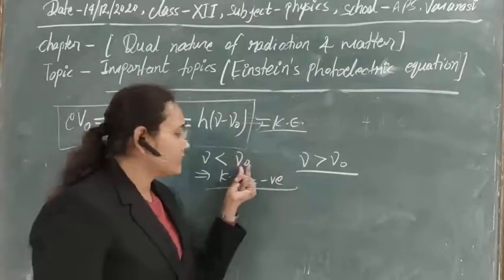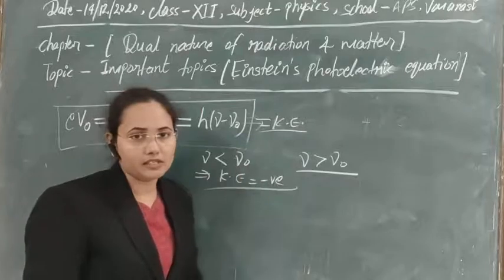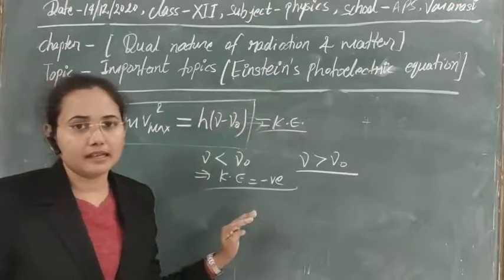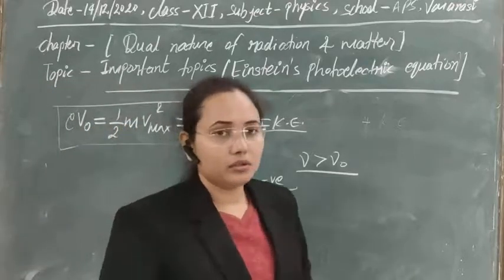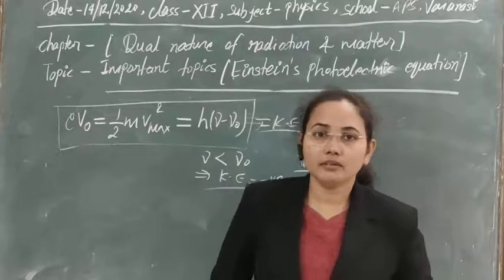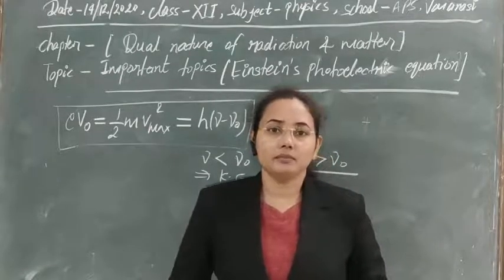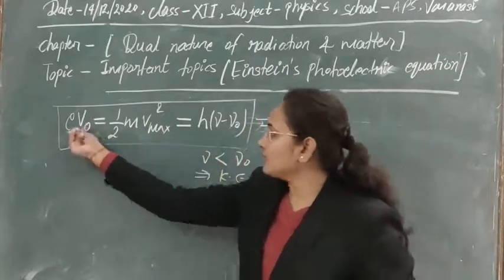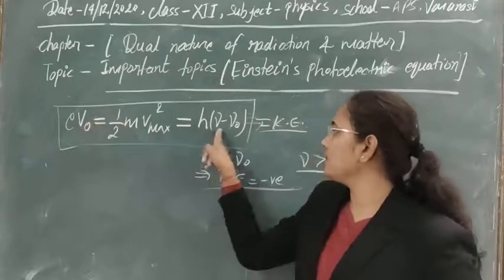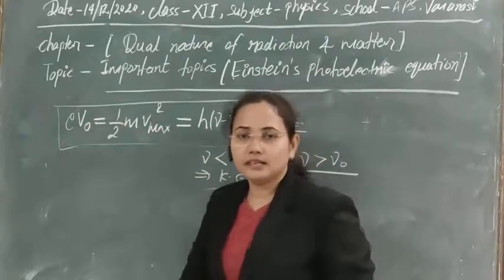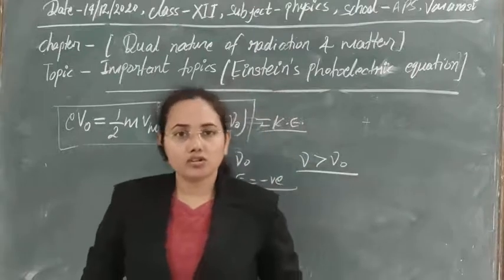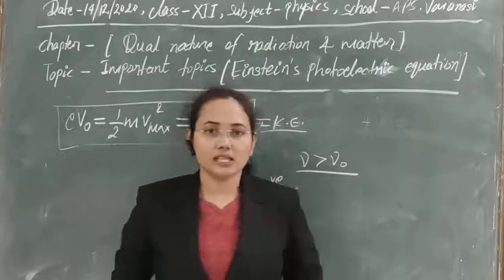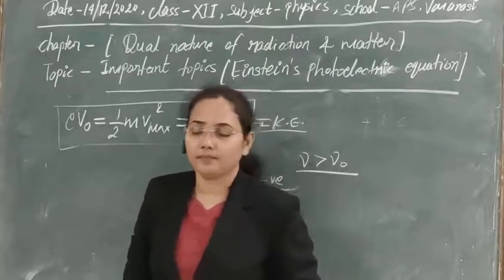So this minimum frequency is known as threshold frequency, or cutoff frequency. That concept is also established from Einstein's photoelectric relation. And the dependency of stopping potential on the frequency is also established from here. You can see that with this equation, this V0 depends on the frequency of the incident radiation. So finally, the laws of photoelectric emission are successfully explained by Einstein's photoelectric relation.